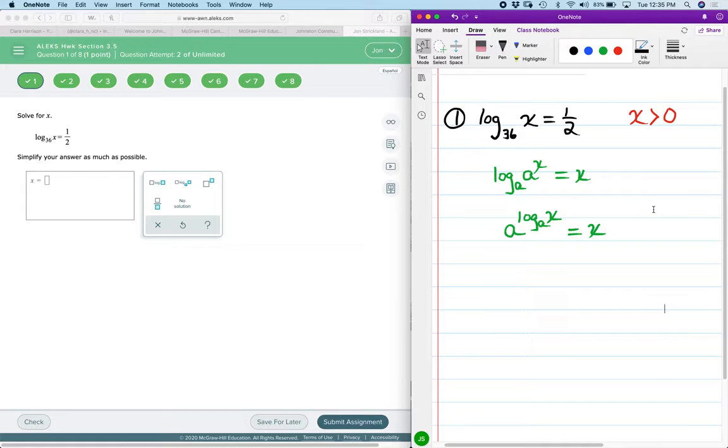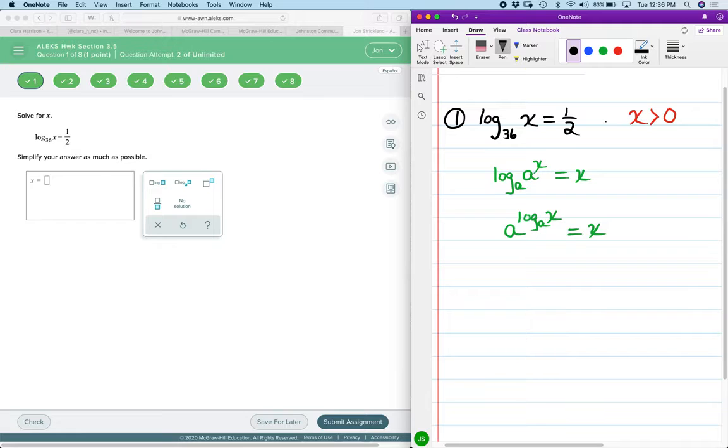Okay, for section 3.5 in this simulation, for problem number 1, we're looking at solving for x, where the base 36 logarithm of x is equal to 1/2. And just some things to mention. Whatever we have in the argument has to be a positive value. So you cannot have a base 36 logarithm of 0 or anything that is negative. So x must be positive.